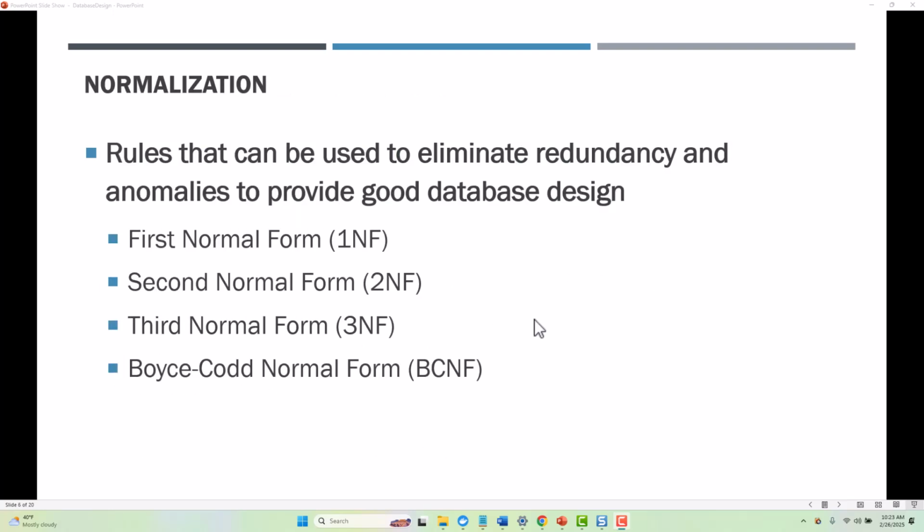So when we start looking at our normalization process, we have at least a few forms that we're going to go through.